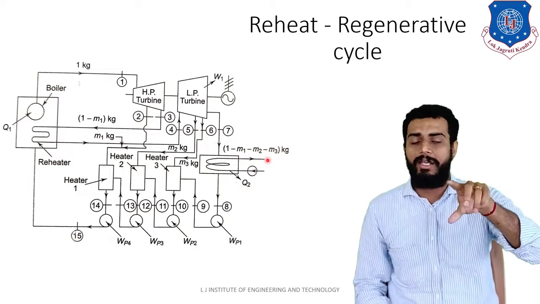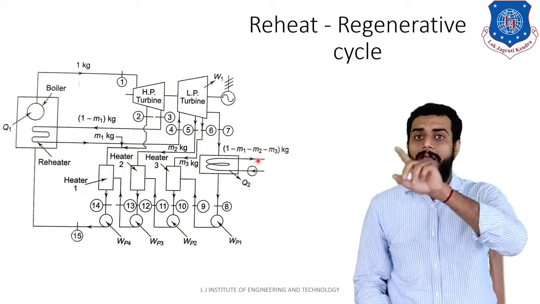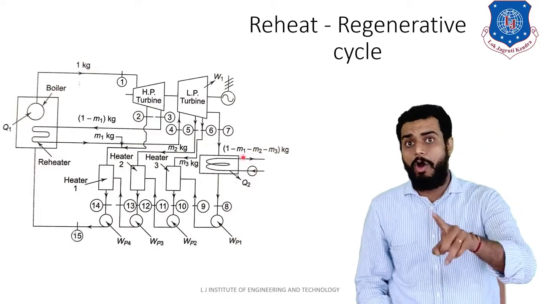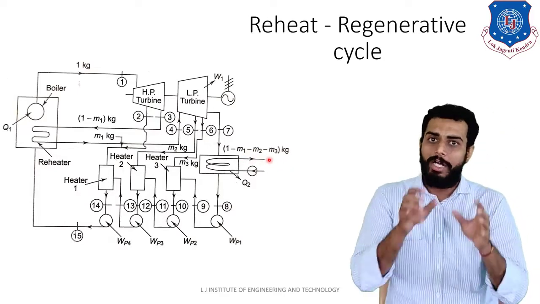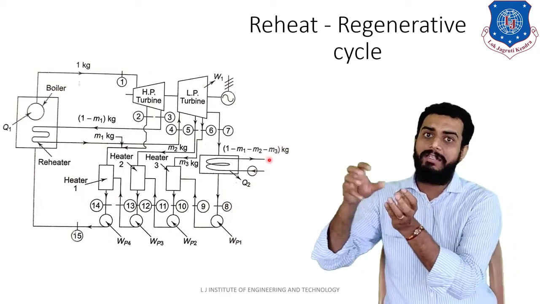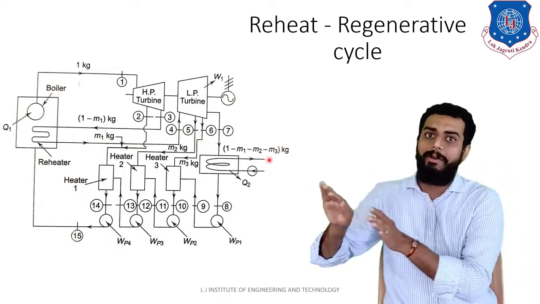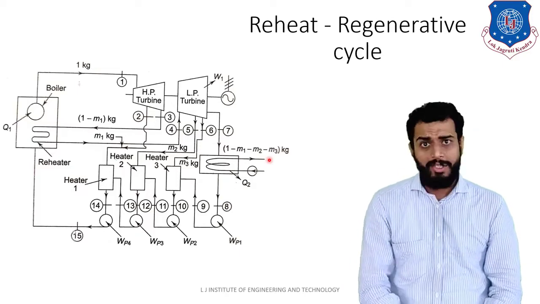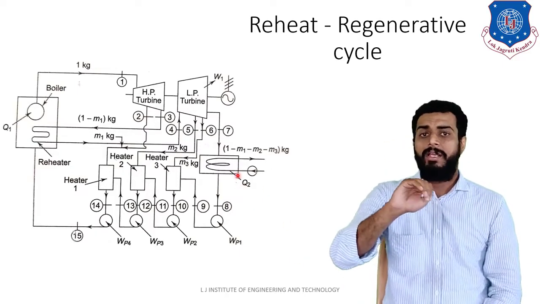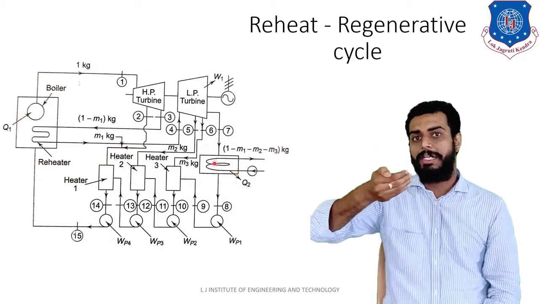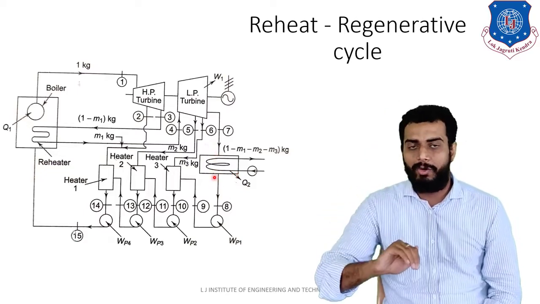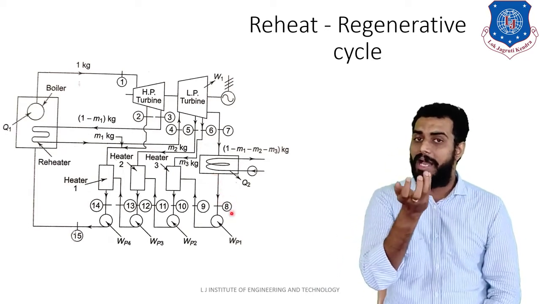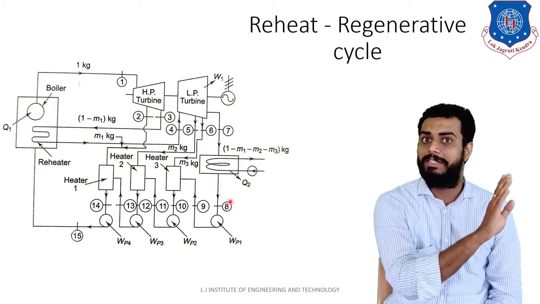You can see over here in the condenser you are supplying 1 minus m1 minus m2 minus m3 kg of steam, because whatever steam we have extracted in the intermediate stages, we have to neglect from 1 kg. Clear? So in the condenser, steam will be converted into water. At the condenser outlet, that is point number 8, the water available will have a mass of 1 minus m1 minus m2 minus m3 kg.